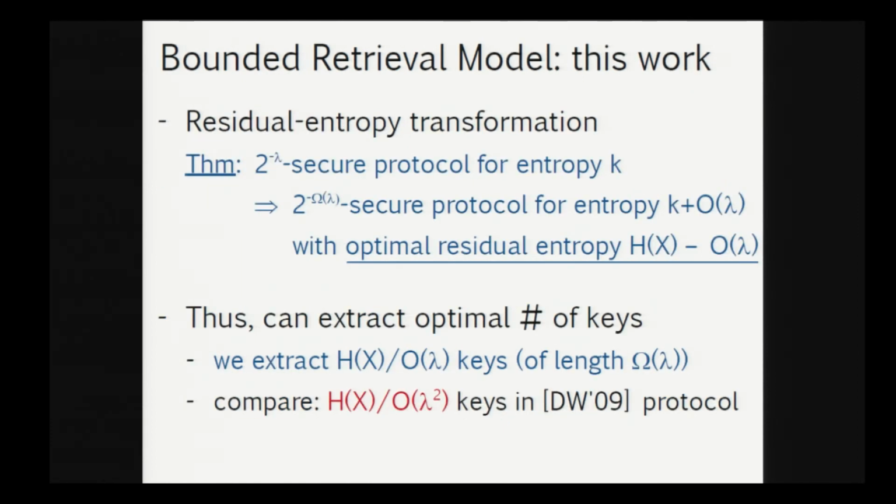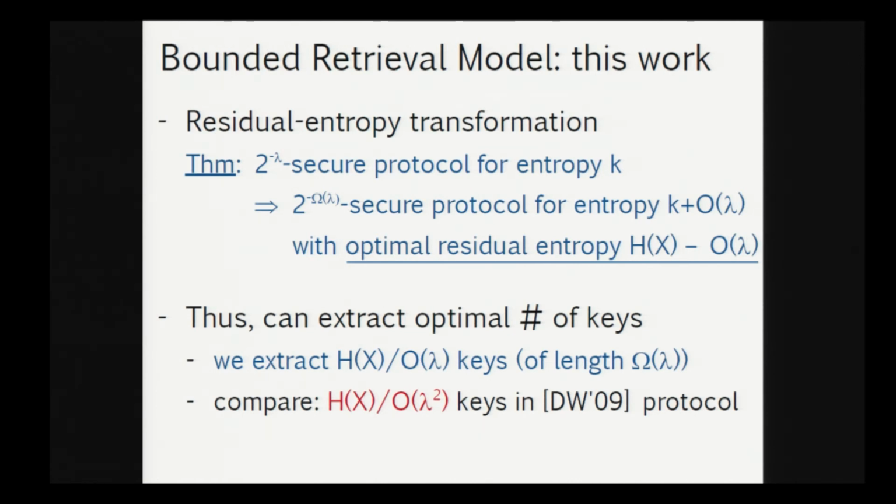Okay, so our main result in the bounded retrieval model is the following transformation. We show how to take any 2-round privacy amplification protocol and turn it into one that has optimal residual entropy. So optimal means that you lose only a linear factor in the security parameter at the expense of degrading the security by a polynomial amount. Okay, and this allows us to extract an optimal number of keys, namely the entropy of X divided by the security parameter.